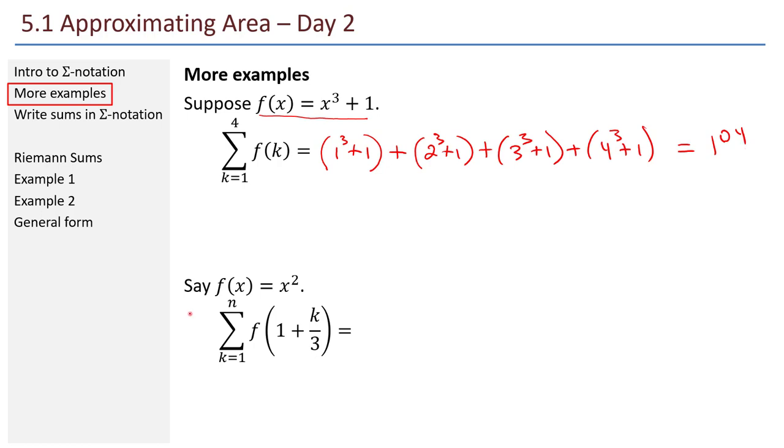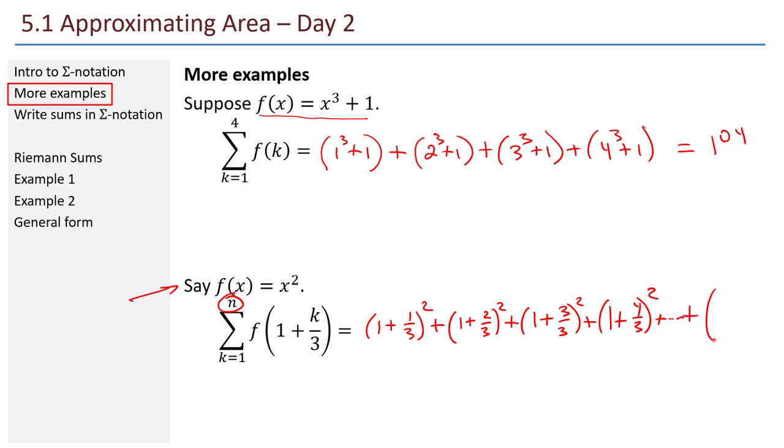How about this one on the bottom? Let's say f of x equals x squared. What does this summation become? One thing that's curious is that my upper limit is a variable n. That's okay. It just means we have a variable number of terms. So let's begin. k equals 1 looks like (1 plus 1/3) squared. And then when k is 2, (1 plus 2/3) squared. Plus (1 plus 3/3) squared plus (1 plus 4/3) squared plus on and on and on. And I'll stop eventually at n: (1 plus n/3) squared. So I have n terms altogether, and the terms look like this.